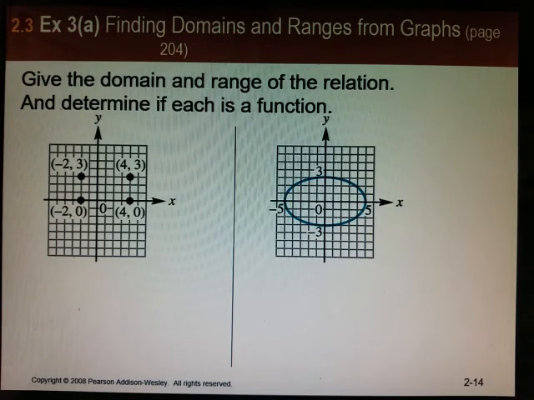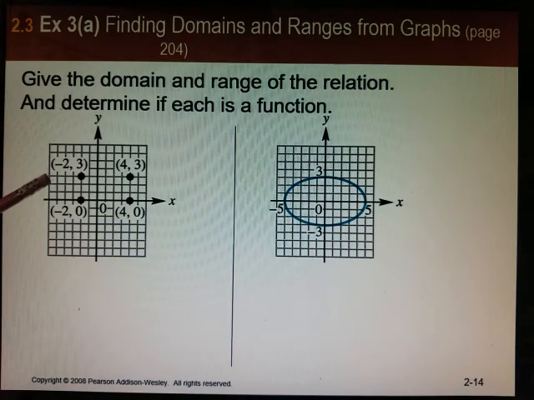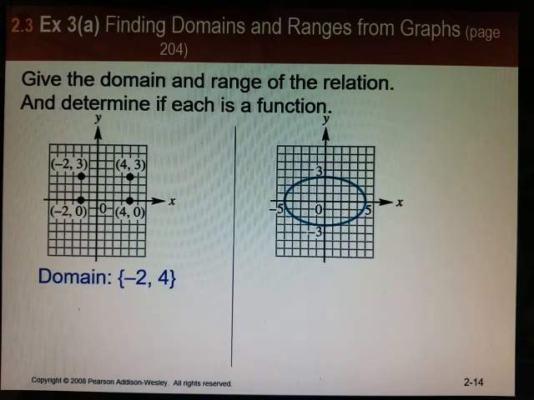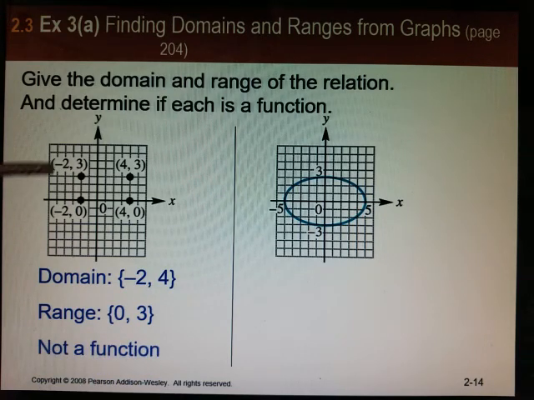All right, determine the domain and range again, and is it a function again? The domain is our x values. Looking at these points, -2, 3, -2, 0, 4, 0, 4, 3, my x values only take on the values of -2 and 4. That would be my domain. My range would be the y values, so that's 3 and 0. Is it a function? Hopefully most of you said no. The x is repeated. All the x's are not different. You have to ask yourself, are all the x values different? No, so it's not a function.